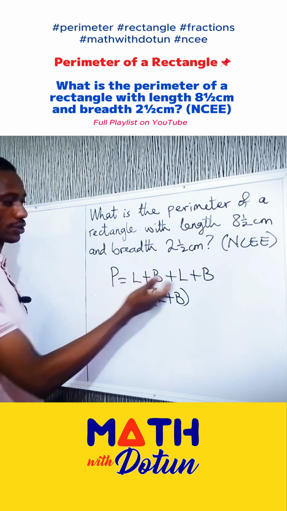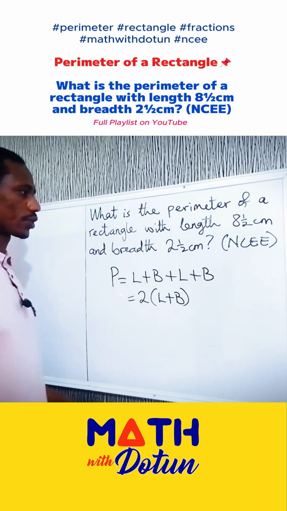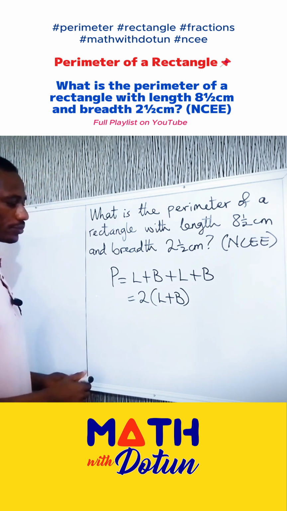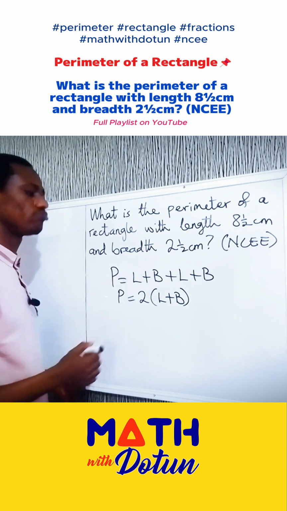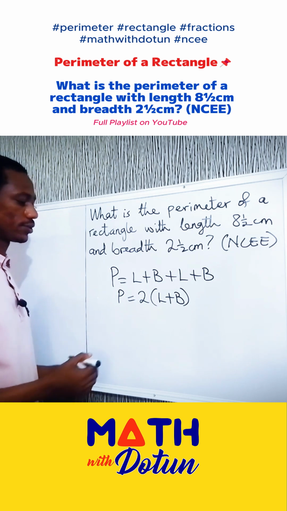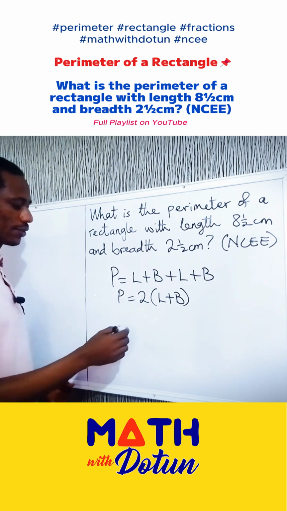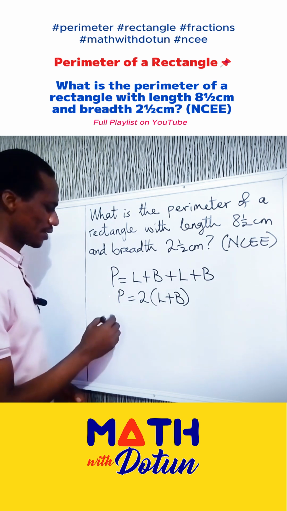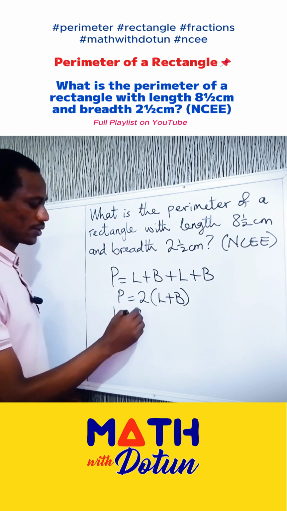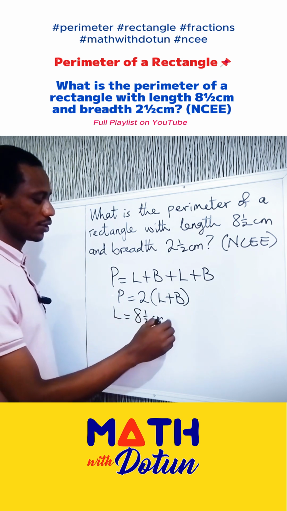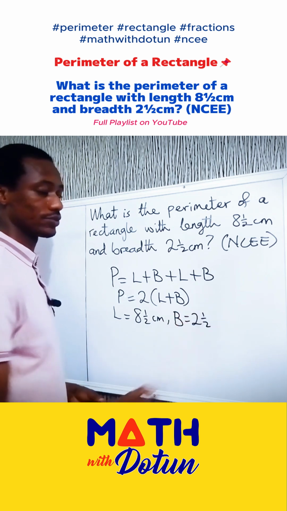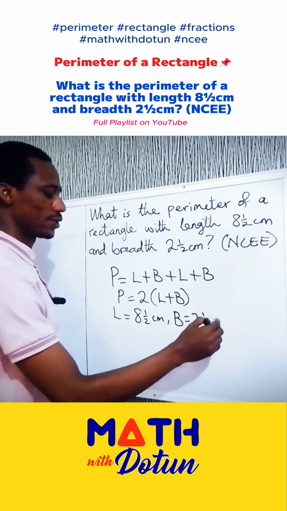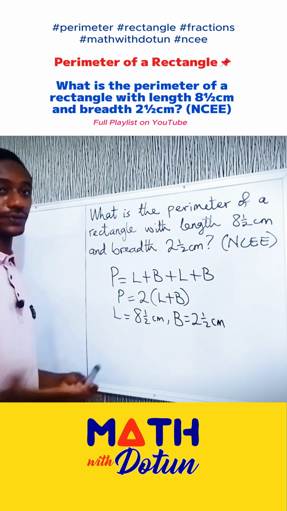But you can just go with this. So whichever one is comfortable for you. I will take the second one. I will also use the first one. We'll see, it's the same thing actually. So the length is, we're given the length as 8.5 centimeters. We're also given the breadth as 2.5 centimeters. By now you should have learned how to work with halves, fractions.